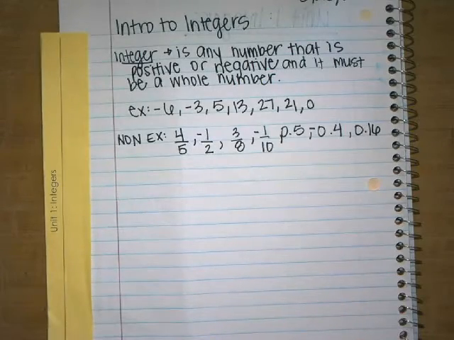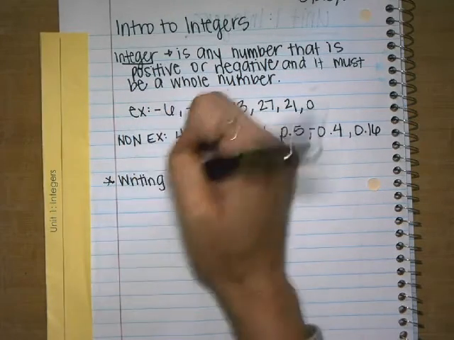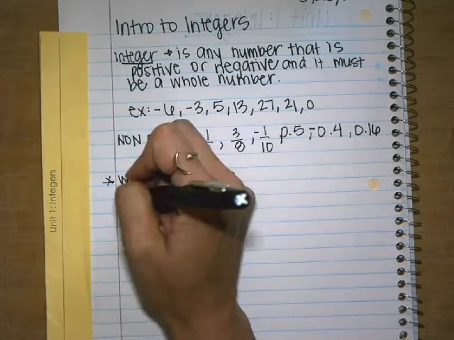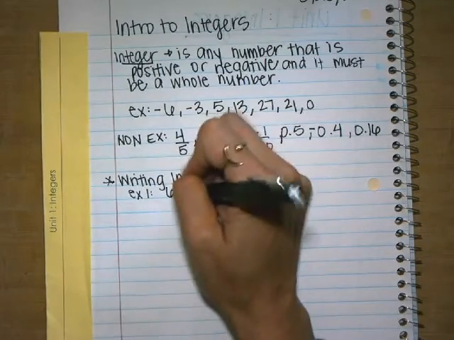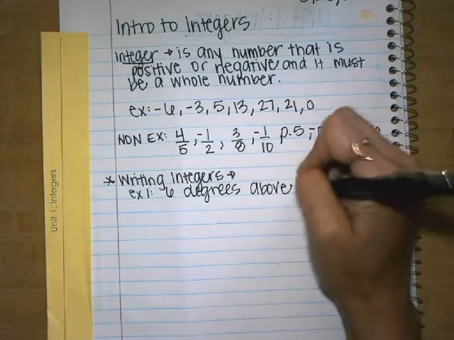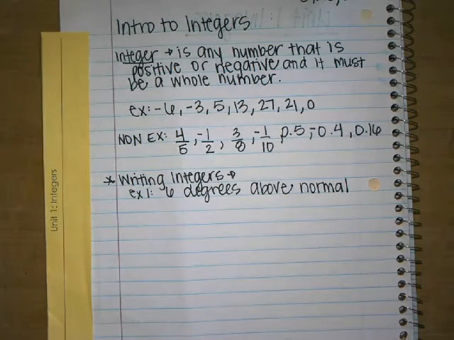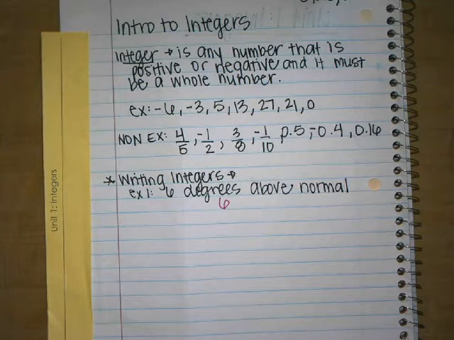All right, so let's start off with the very basics. I want you to write an integer, so writing integers. Example 1. If I write down 6 degrees above normal, and all I want you to do is write it as an integer, how would you write it? 6. That's it. That's your answer.